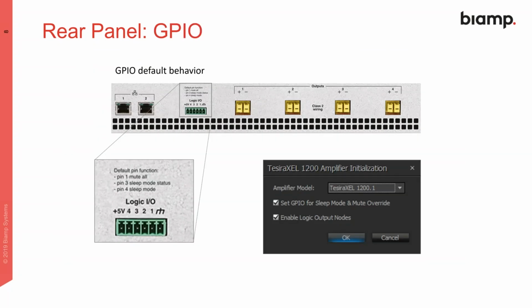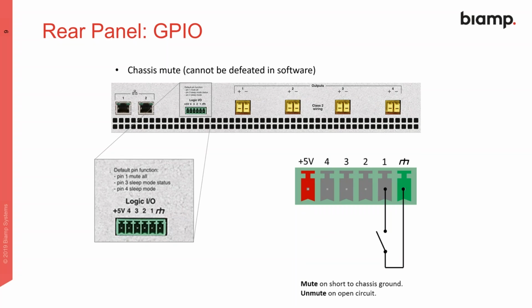We've got our GPIO connector on the back, break it out here. It's labeled with the default pin functions. By default, it is set to support a sleep mode on pin 3 and a mute all on pin 1. So we can tie that into external control panels to trigger a mute on the chassis, and this goes across all channels. So when it's shorted, we go to mute.